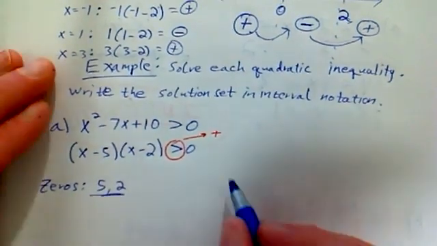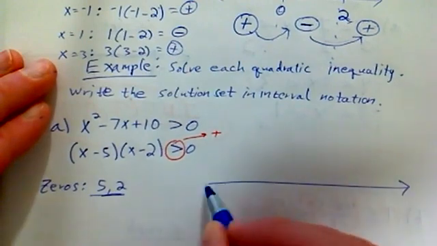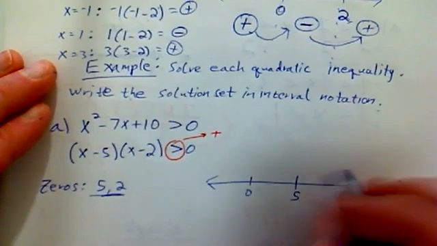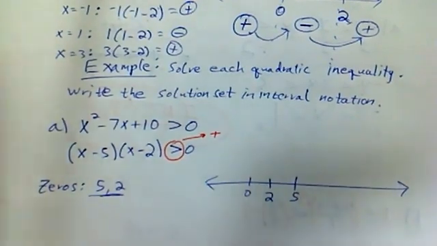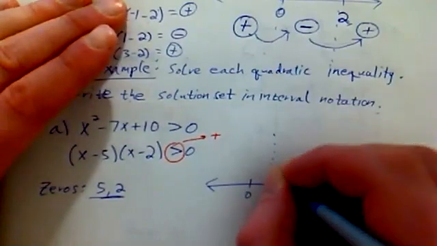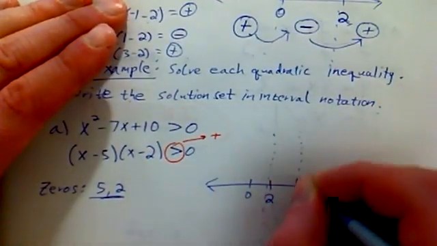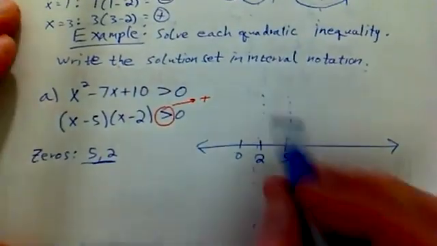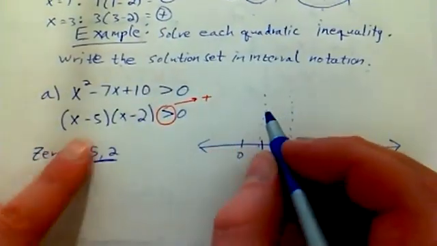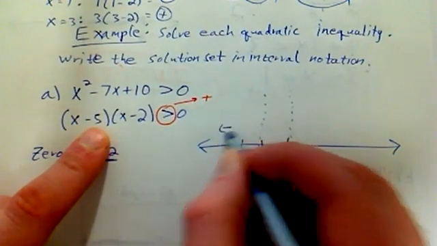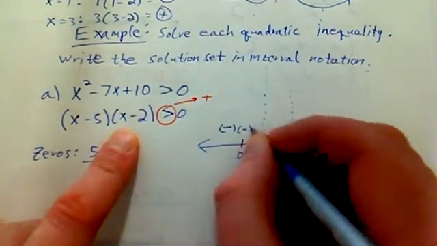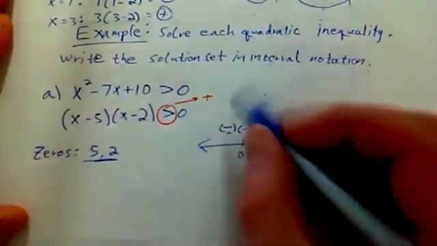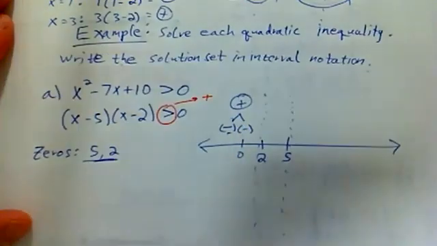So what I'm going to do is draw a number line, and I'm going to mark off at 5 and 2. And I'm going to pick points on either side. So 2 and 5 are my zeros, so I know that's where the sign change from positive to negative or negative to positive could occur. And if I choose the value of 0, I have 0 minus 5, which is a negative, and 0 minus 2, which is negative. So I don't care about the actual value. I just want to know if it's negative or positive. I know a negative times a negative is a positive.